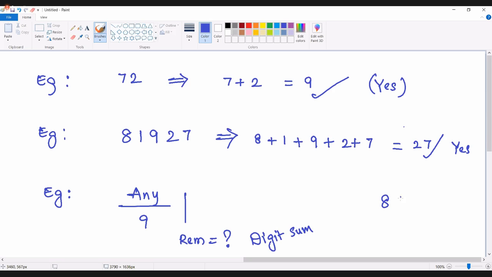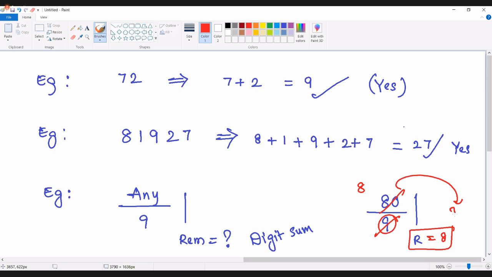See, for example, I have a number 80 divided by 9. What is the remainder? What is a manual calculation? 9 ones are 9, 9 eights are 72. What is the leftover remainder? 8. Or otherwise, you can take 80 and find out the digit sum here. Digit sum is 8. We can say the remainder is going to be 8 here.